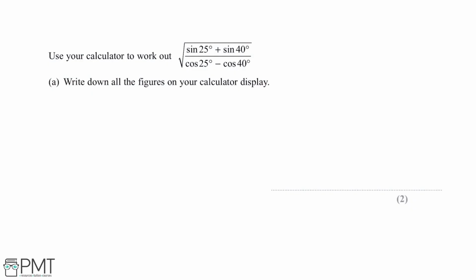Use your calculator to work out the square root of sin 25 plus sin 40 divided by cos 25 minus cos 40. Write down all the figures on your calculator display. So we can put this into our calculator all in one go. And to do this, we first need to press the square root button, and then we want to press the fraction button, which should look something like this.